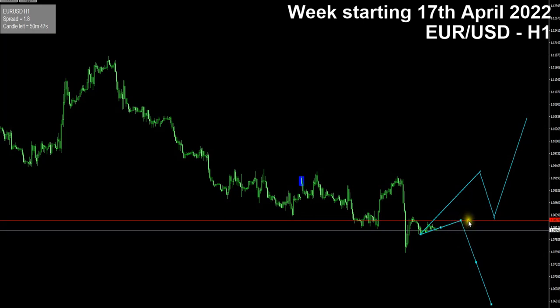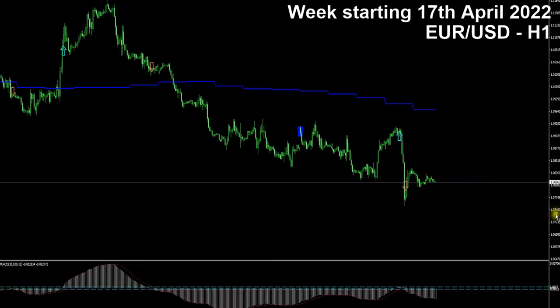And keep your eye on this level. It's basically 1.08. So that's the kind of level that we're looking at. So let's go straight over here to our indicator.